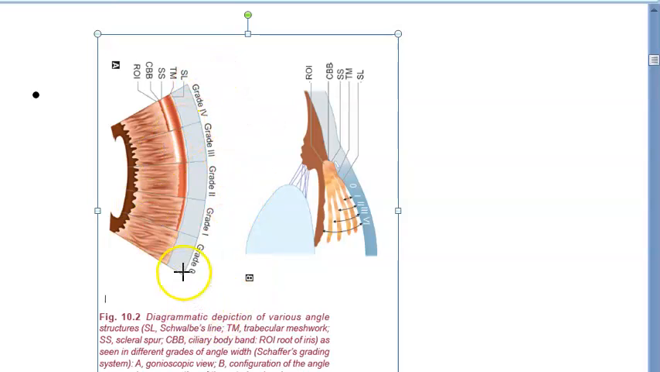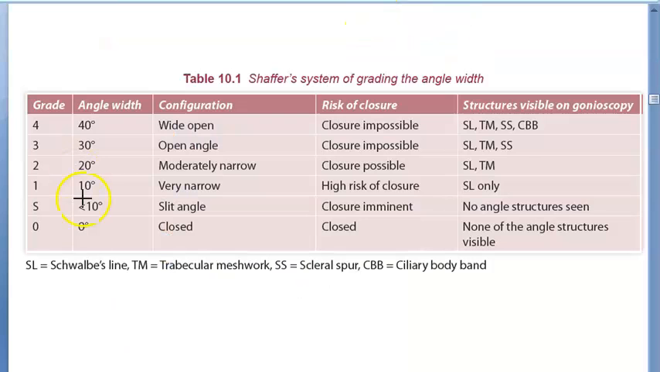Okay, whether these angles, how will you say? If you can see all of these, 1, 2, 3, 4, 5, right? If you can see all of these, they're saying it's grade 4, grade 3, grade 2, grade 1, grade 0. Grade 0, you can't see anything, right? Grade 1, you can see 1 structure, grade 2, 2 structures, grade 3, 3 structures, grade 4, 4 structures. Guys, this is correct only.